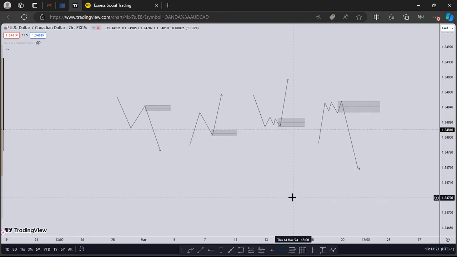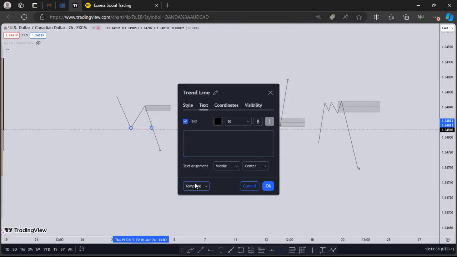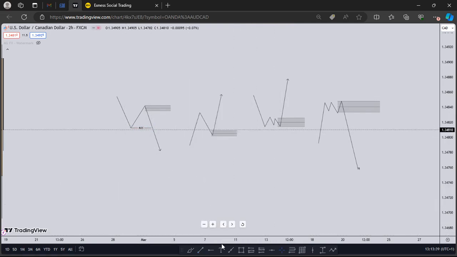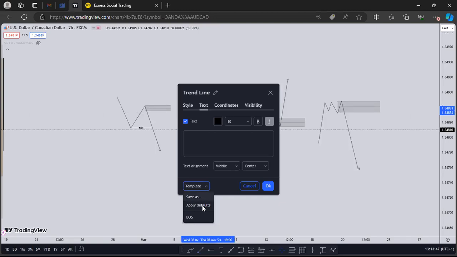And two, they all have a clear break of structure. So if you have a note, please jot this down. Wherever you're taking your trade, they all have a clear break of structure. This is the most common thing they all have when taking your trade with supply and demand.